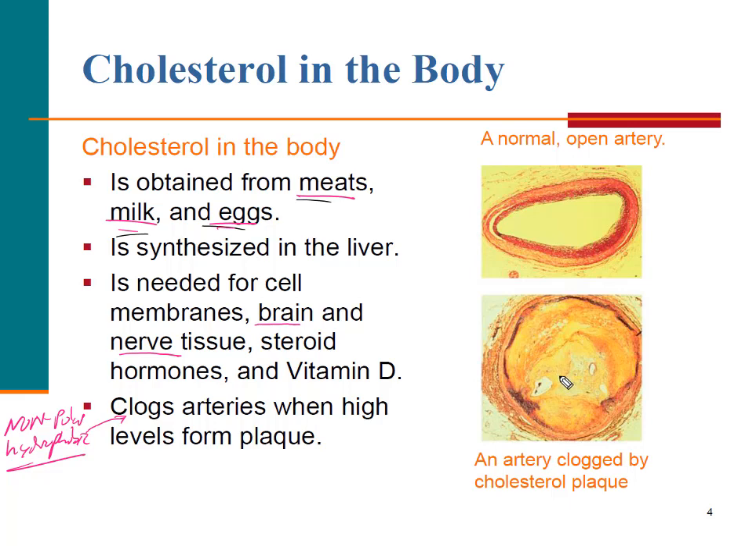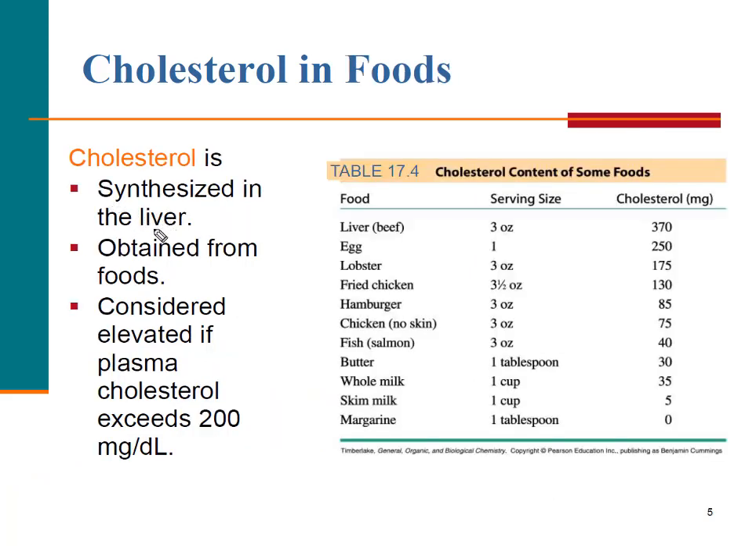You're going to have to consult not a plumber, what do you call this? A cardiologist to fix this. So just as I was saying, it's made in the liver. You don't need it in your diet. We can make plenty on our own. You can get it from foods, right? And foods that are high in it: liver, eggs, lobster, surprising. Fried chicken, all these fatty things. They don't have brains on here.